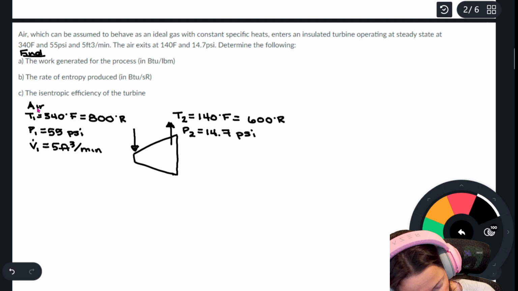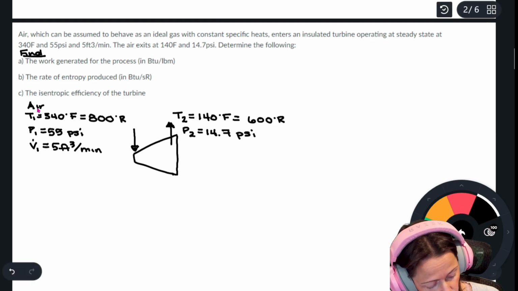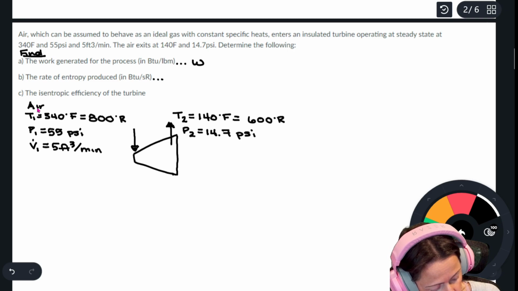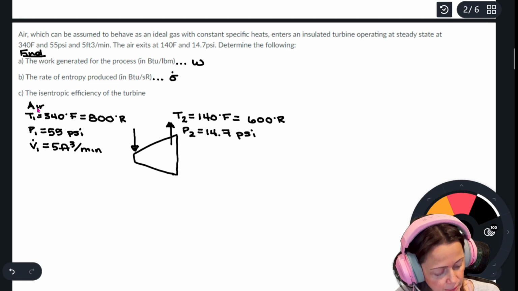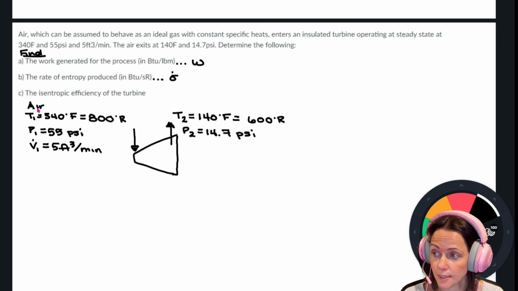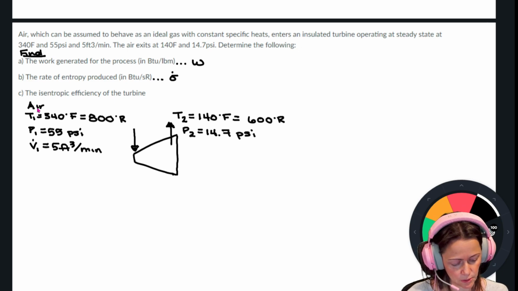And let's see, I want to find the work generated for the process in BTU per pound mass. So what I'm looking for is little w. Then I want the rate of entropy produced. So I am looking for sigma dot. I know it's sigma dot, not sigma dot over m dot, because I have BTU per second degree Rankine, not BTU per pound mass degree Rankine.